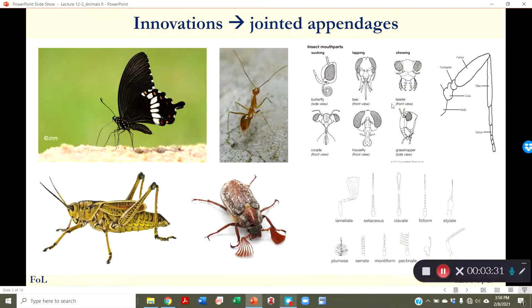Okay, so the other big innovation that comes when we go from annelids to arthropods is jointed appendages. You can see that here in the legs and arms and feet. You can also see it in antennae. There's a huge diversity of ways that arthropods use their jointed appendages, and it allows for greater diversity of form, and that greater diversity of form leads to greater diversity of function.